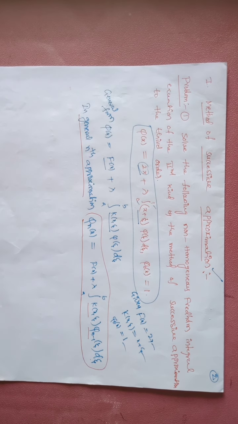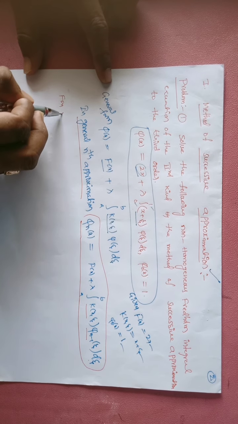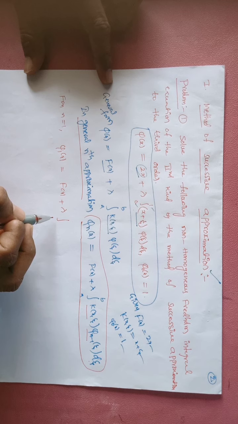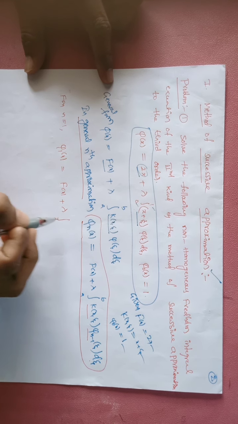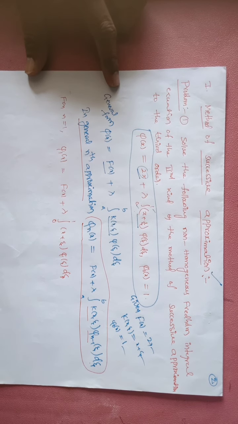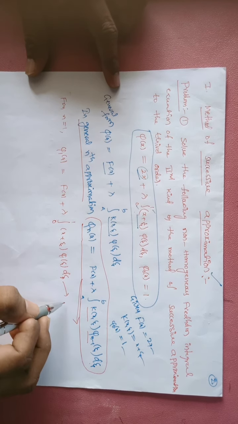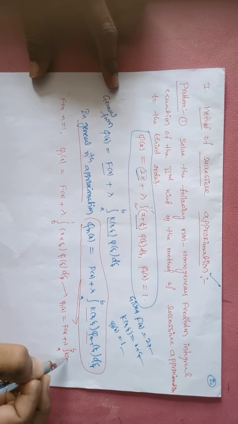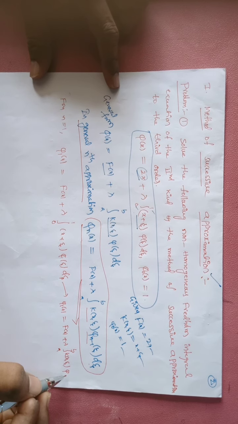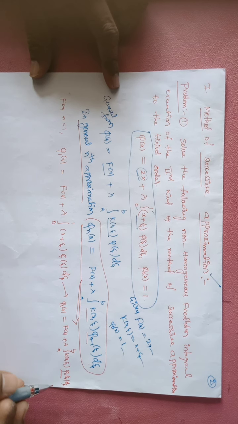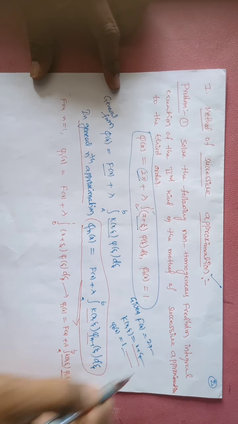For n is equal to 1, we get phi 1 of x, which is equal to f of x plus lambda times the integral from 0 to 1 of x plus xi, phi naught of xi d xi. That means, you observe here, I am taking n is equal to 1, so phi 1 of x is equal to f of x plus lambda times the integral from a to b of k of x, xi, phi 1 minus 1, that is phi naught of xi d xi. Already we know that phi naught of xi value is 1 because it is a constant function. And k of x, xi is equal to x plus xi, right?